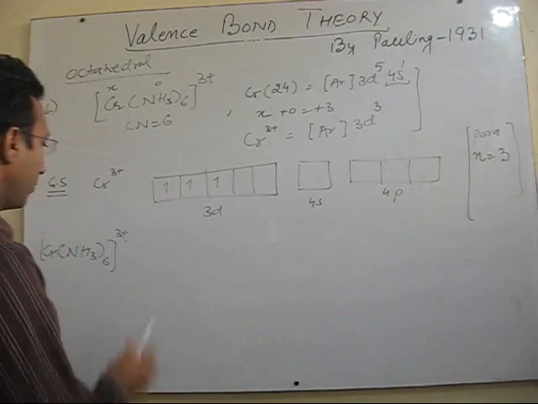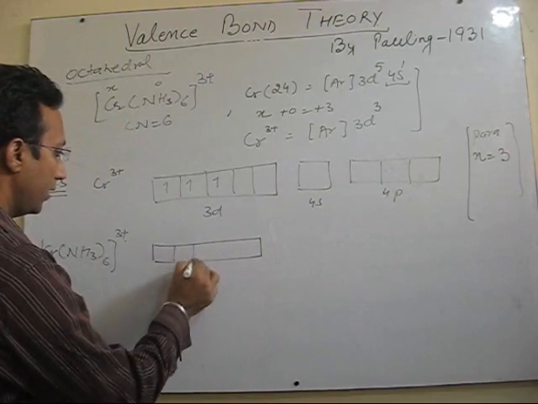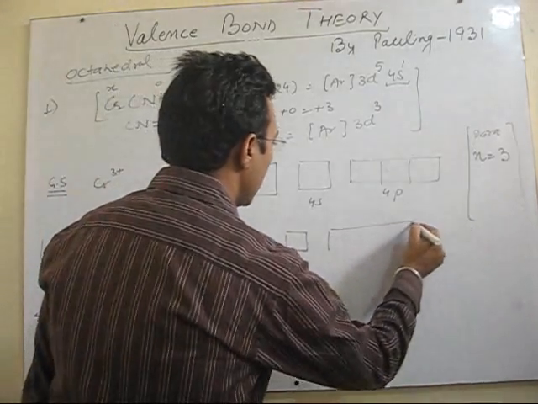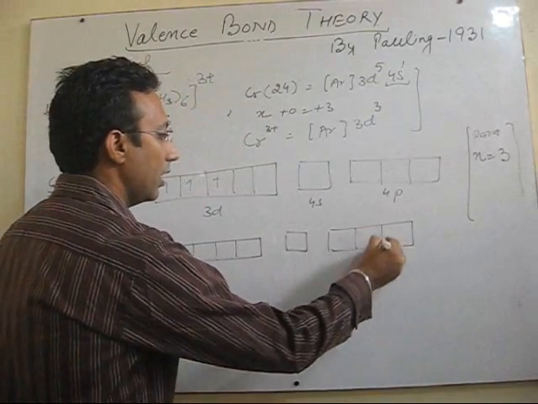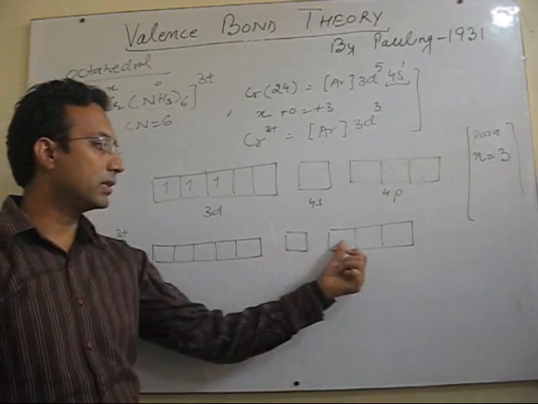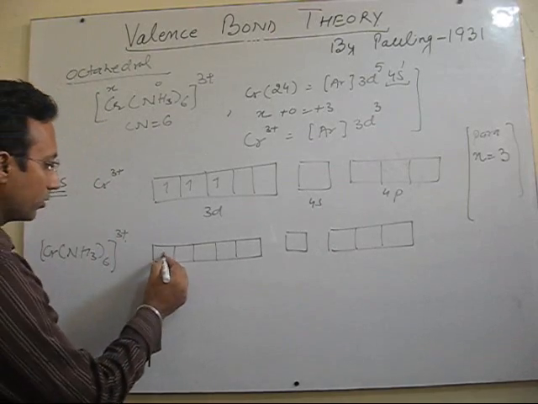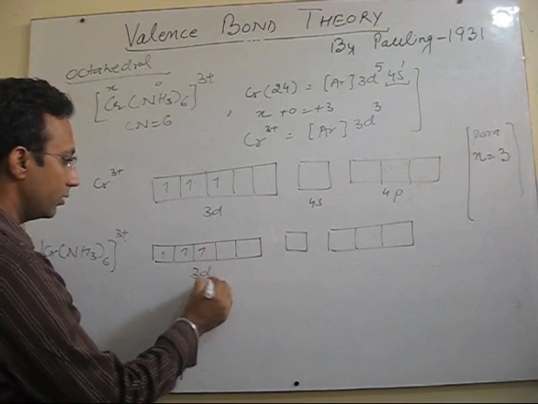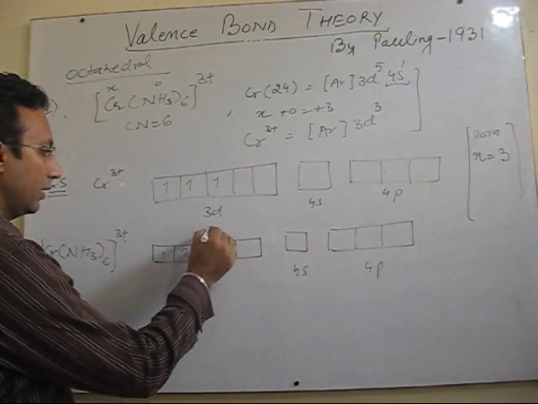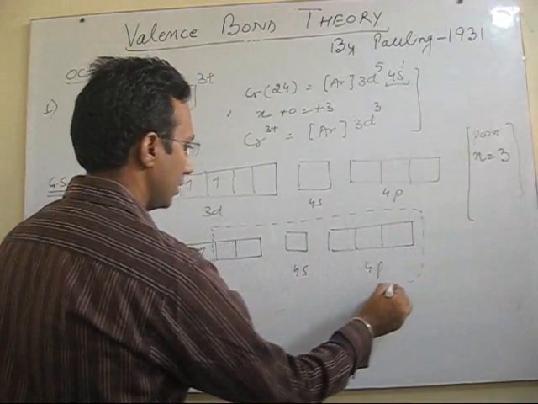Fine. So before combining with ammonia, we have to show that hybridization. Only then will electrons be accepted, because we know that all the bonds formed with ammonia are of the same length and strength, which will only be possible if the orbitals accepting electrons are of the same energy and same shape. Fine. So this is the pattern 3d, 4s, 4p. Now before accepting, there should be hybridization. I am showing the hybridization like this.